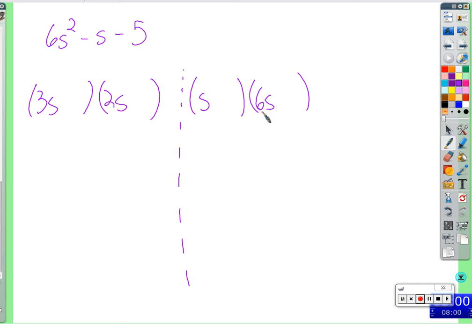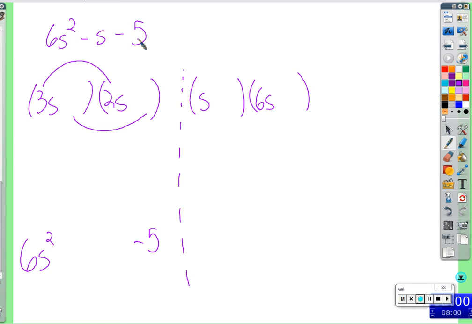So 3S times 2S, 6S squared, that part works out perfectly well. So we're guaranteed to get our 6S squared like we want. Also, when we multiply this number times that number, whatever those numbers come out to be, this times that has to come out to be what? -5. These are the only two numbers without S's on them, so there's only one combination of a number times a number, and that must come out to be -5.